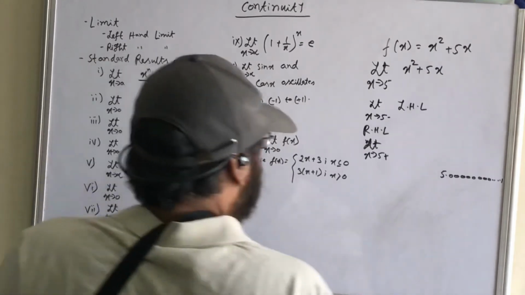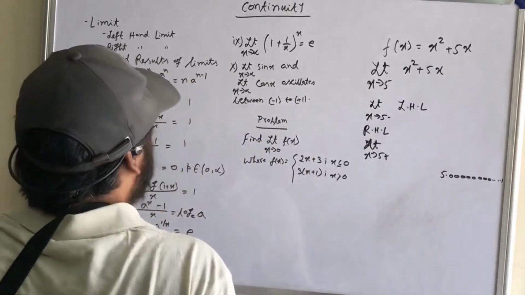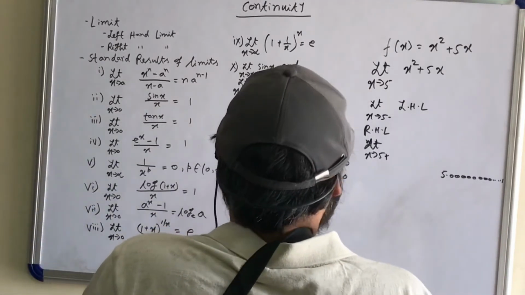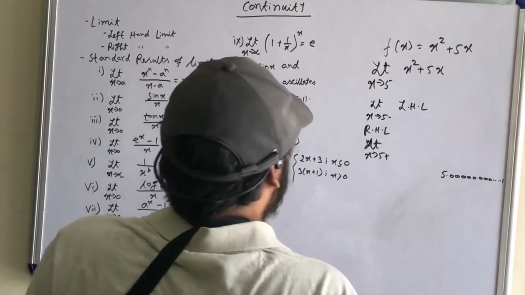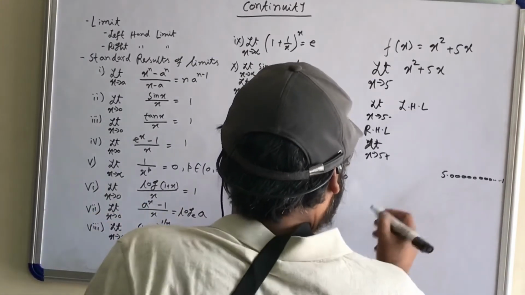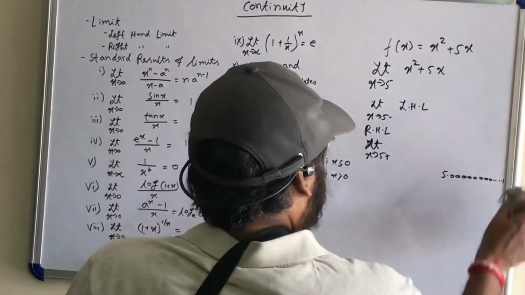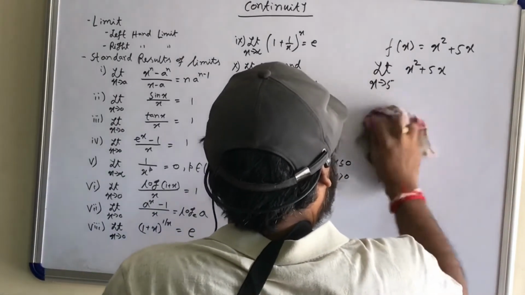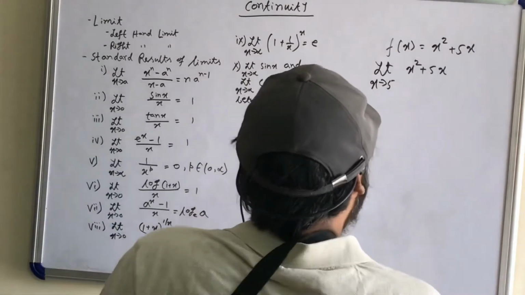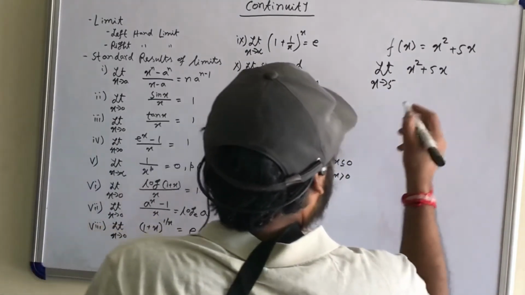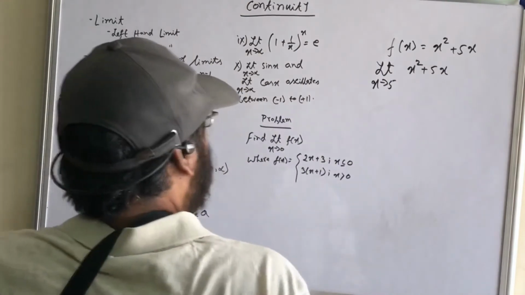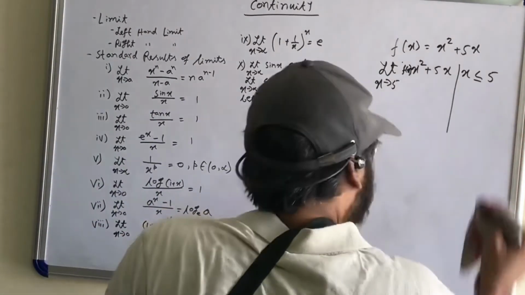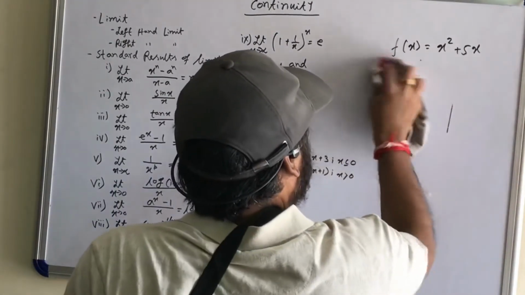I think you have got the concept of left hand limit and right hand limit. For a limit to exist, the left hand limit must be equal to the right hand limit. Otherwise, the limit doesn't exist at that particular point. Let me write an expression afresh.